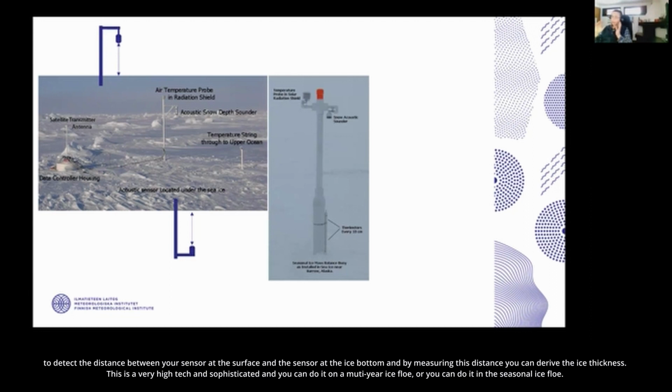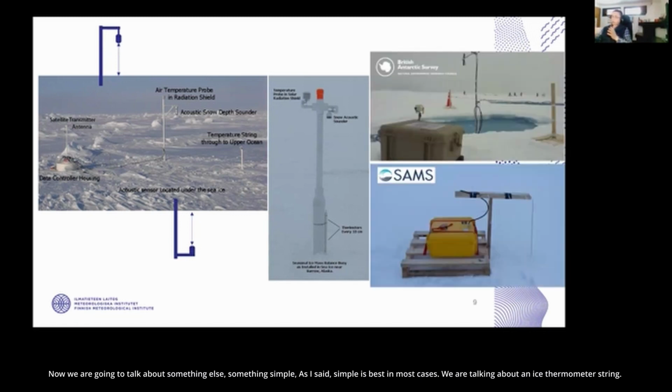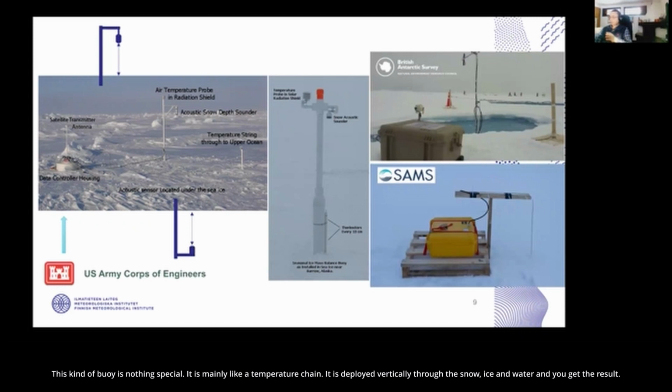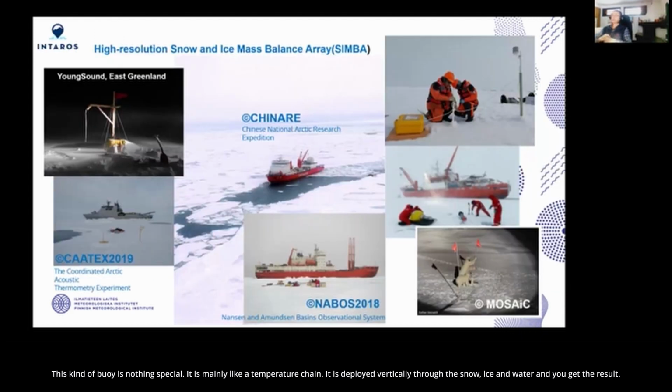So this is very high tech and quite sophisticated, and you can do it on a multi-year ice floe, or you can do it on a seasonal ice floe. But now we are trying to talk about something simpler. Like I said, simple is best in most cases. So we are talking about this ice thermometer string, this kind of buoy. This kind of buoy is nothing special. It's mainly a temperature chain. It is deployed vertically through the snow, ice, and water, and you get the result.